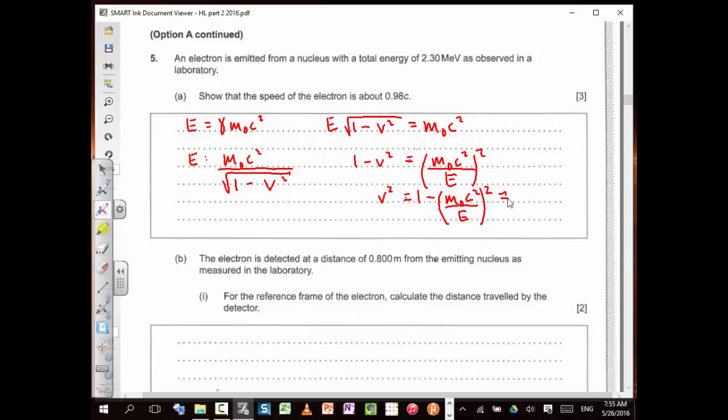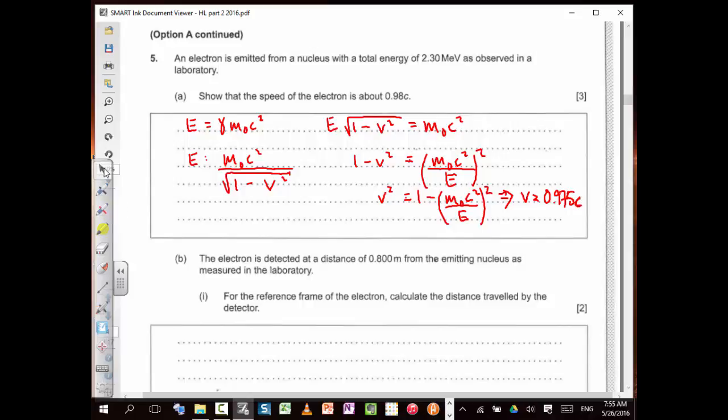Actually, it's not 0.975 yet. We have to square root everything first. So therefore v is equal to the square root of all of that, which is 0.975 c, because we were finding v in terms of c.